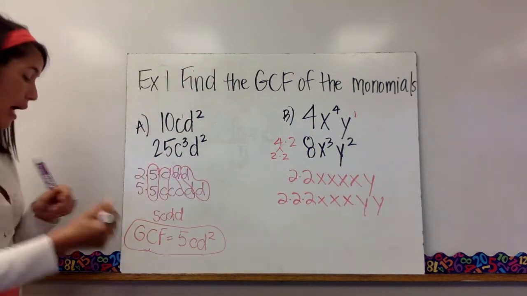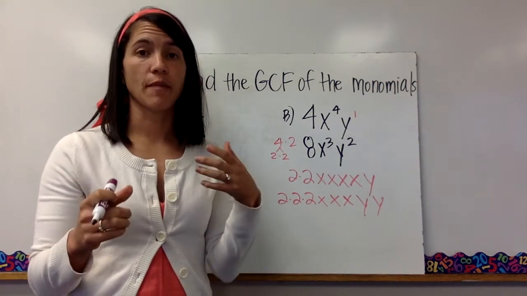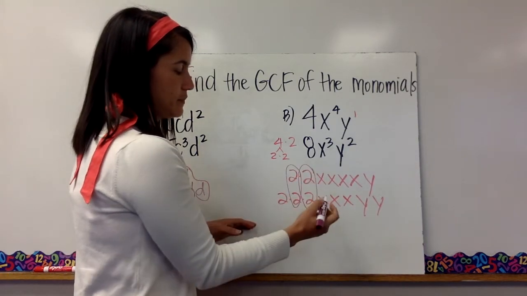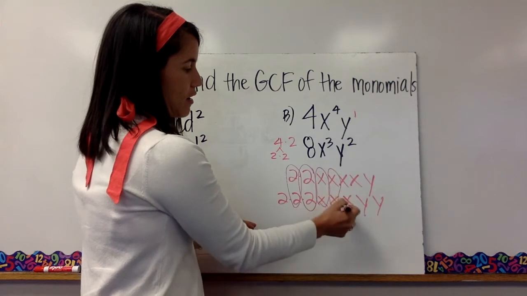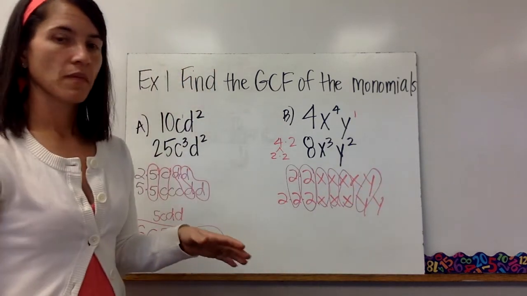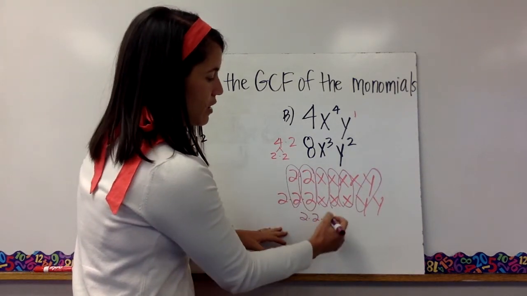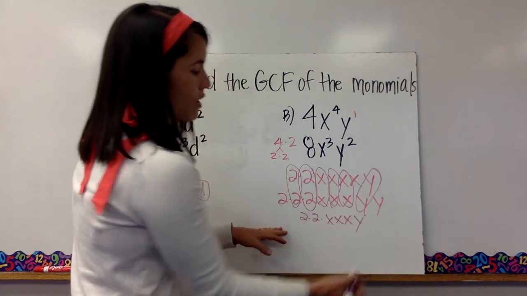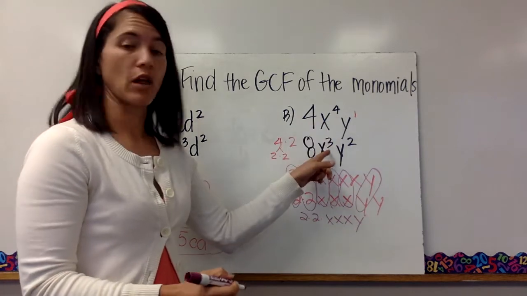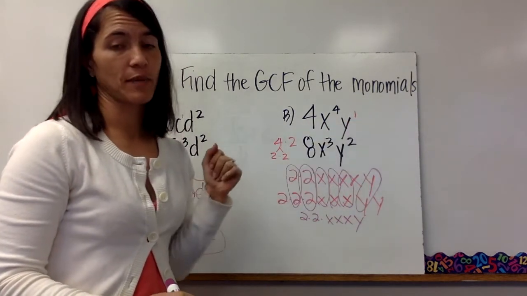Now I have the prime factorization of each term, so I can find the greatest common factor. I'm going to circle what they have in common. They have 2 2's in common. Looks like they have 3 x's and then 1 y. So for the greatest common factor, 2 times 2, 3 x's, and 1 y. Again, the smallest exponent: between 4 and 3, the smallest exponent is 3. And between the y exponents, the smallest exponent is 1.